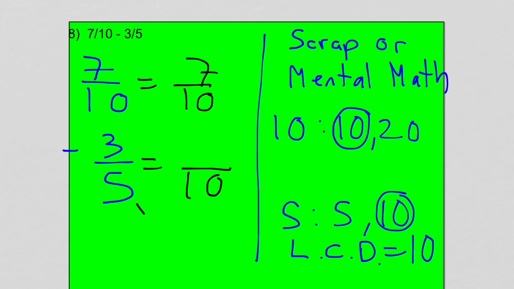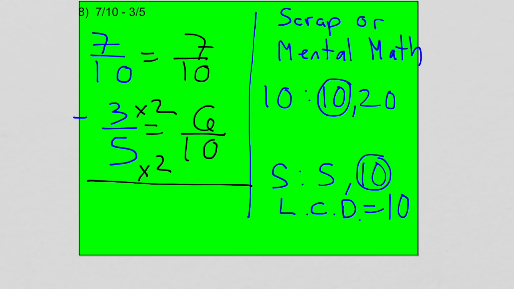So what do I multiply by 5 to get 10? I multiply by 2. Do the same thing to the top, and that gives me 6 over 10. Now find the difference of those fractions. 7 take away 6 is 1 over 10. And that fraction is in lowest terms.